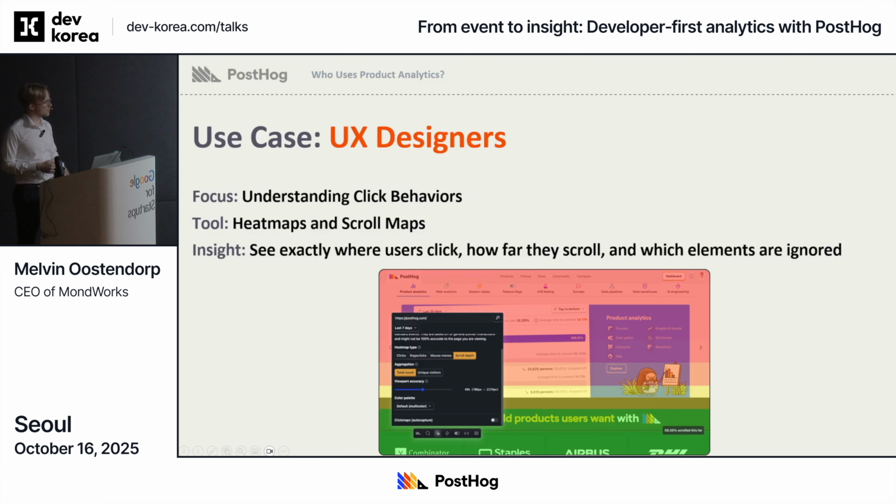So for example, a UX designer might use product analytics to understand click behavior with heat maps. They can see exactly where users click, how far they scroll, and which elements get ignored. This data directly informs design decisions, what to make next.